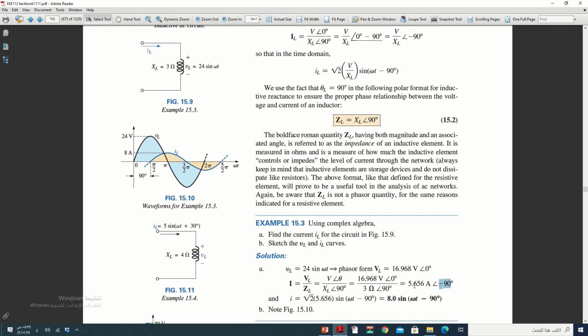If we need to write this as a sinusoidal expression, we will multiply 5.65 by root 2. You will get 8 sine omega t minus 90. When we need to write minus 90 here, this means theta is 90. We'll draw the current from 90 as we mentioned.